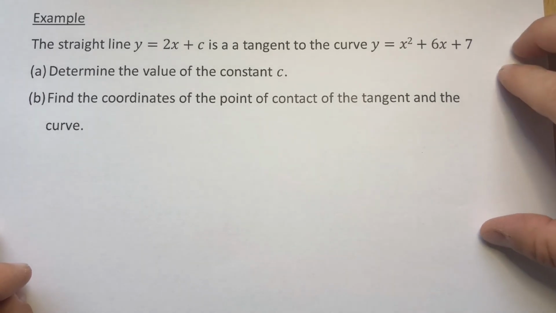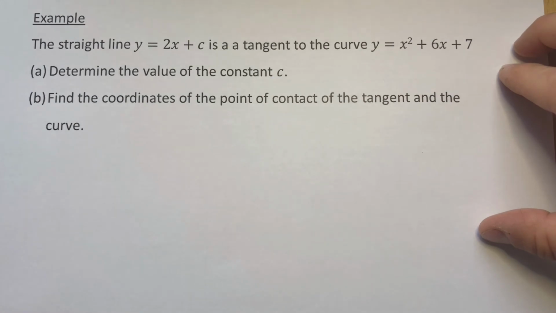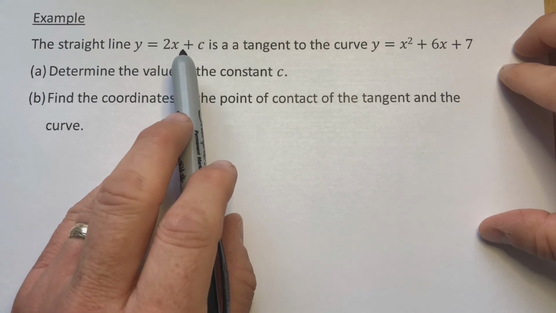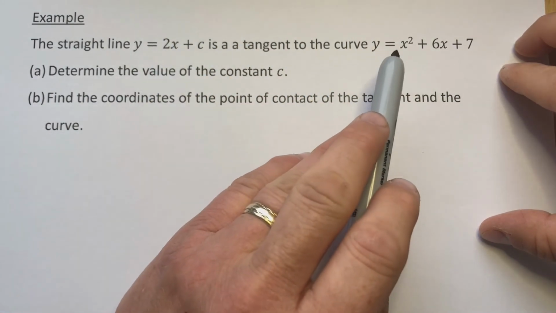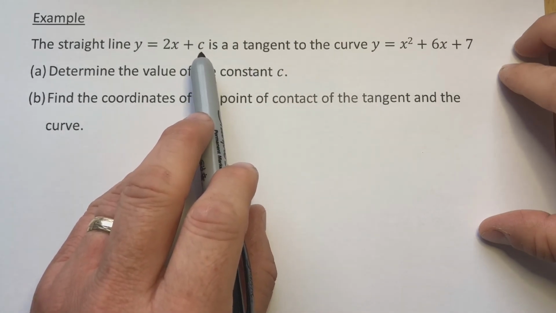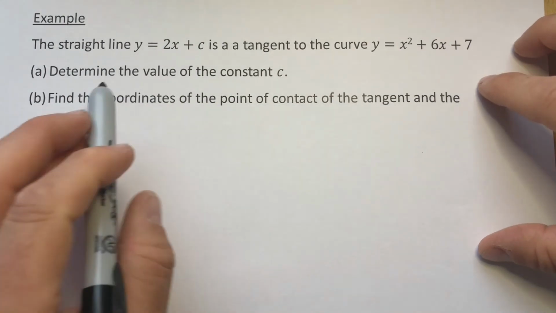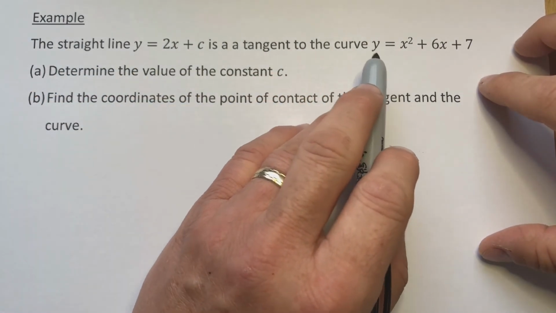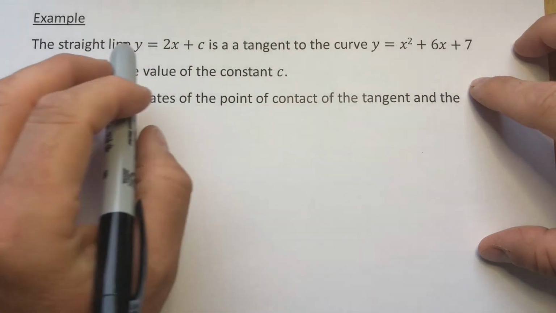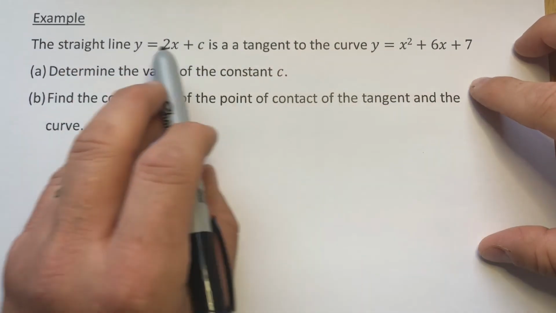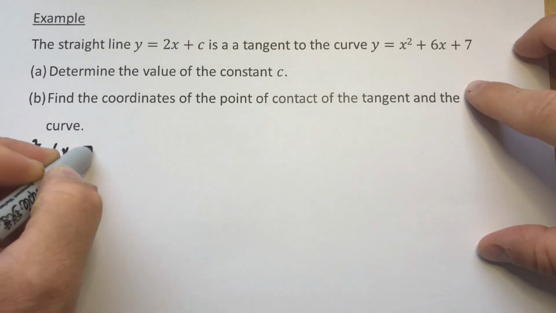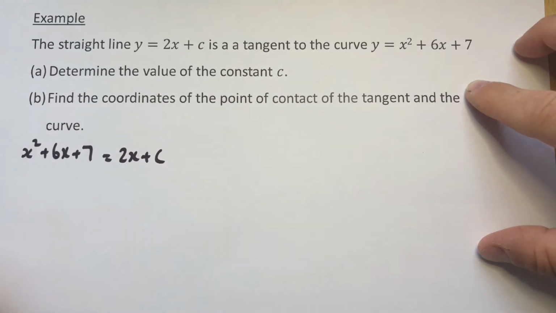So this one is very similar to the last one in that we end up with an equation that involves x and another constant, in this case c, not k, but the maths is very similar. Now, if we had a straight line and a curve and we wanted to look at the points of intersection, we'd solve simultaneously. So if I solve simultaneously, y is x squared plus 6x plus 7, so I can replace that with what I've just said, equal to 2x plus c.